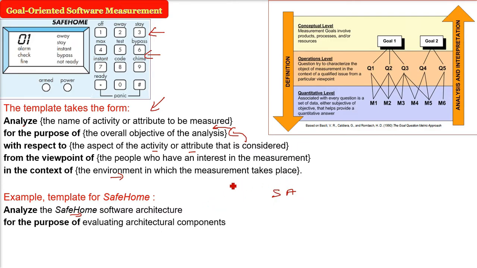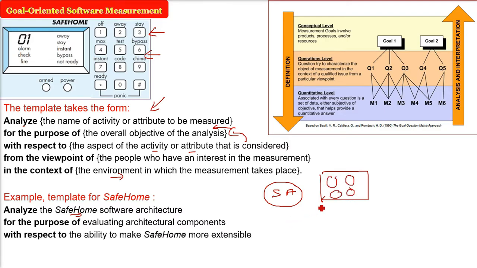What will be the second one? For the purpose of what? We need to evaluate the architectural components, because we have to answer the overall objective of the analysis. Because the name of the activity or attribute to be measured is software architecture, and the purpose is evaluation of architectural components. And what is with respect to? We need to write the aspect of the activity that is to be considered. So with respect to, here we will write the ability to make safe home software or the product more extensible.